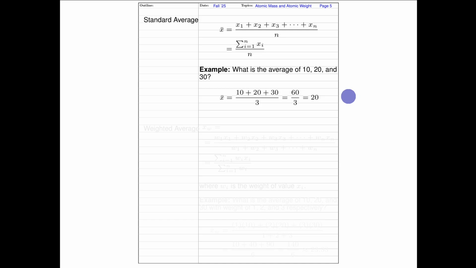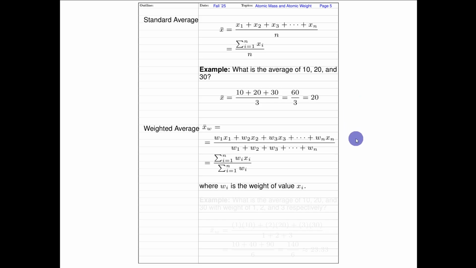Now, if we want to place more importance on certain values in a data set, a weighted average could be used. And this is the equation for the weighted average. Here, each x value is multiplied by its respective weighting factor, and the sum of these products is taken and then divided by the sum of all the weights.